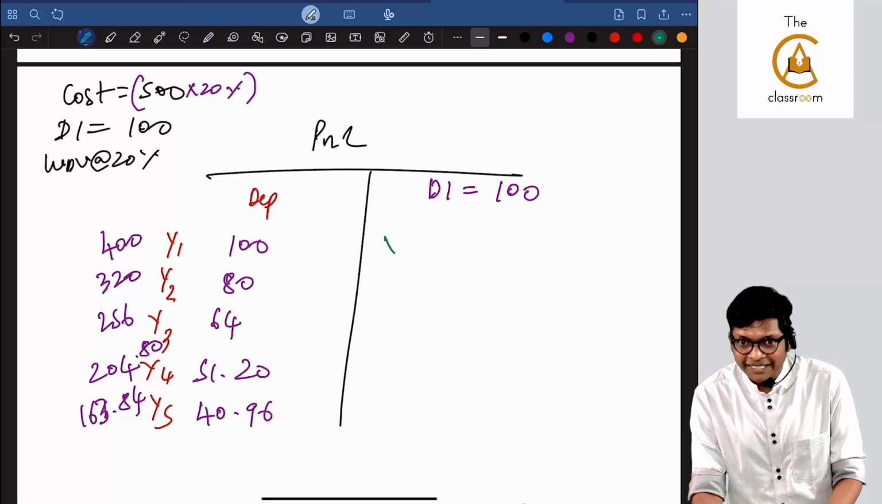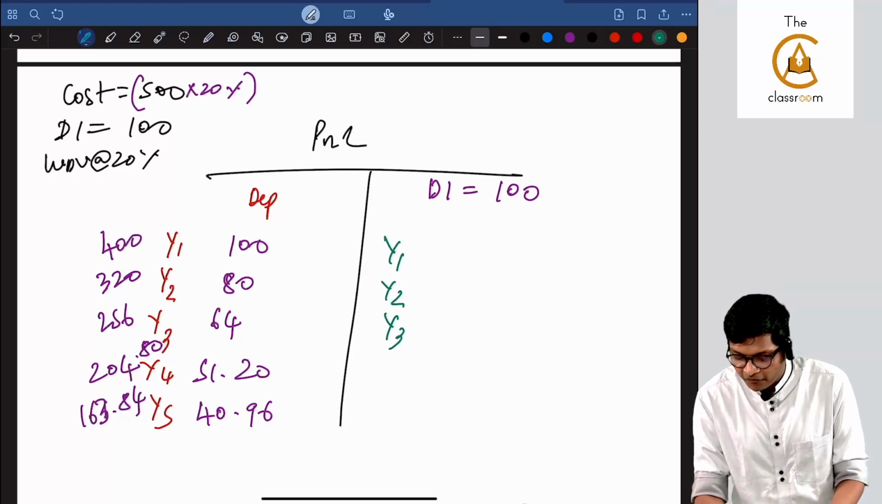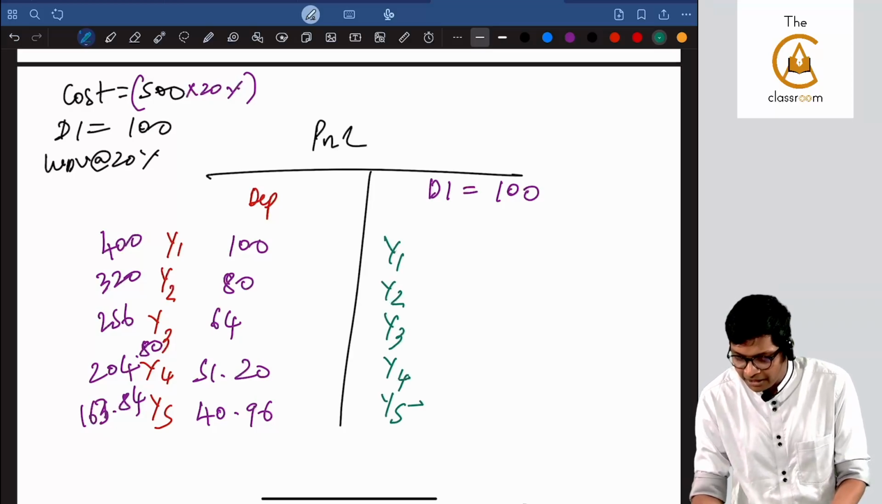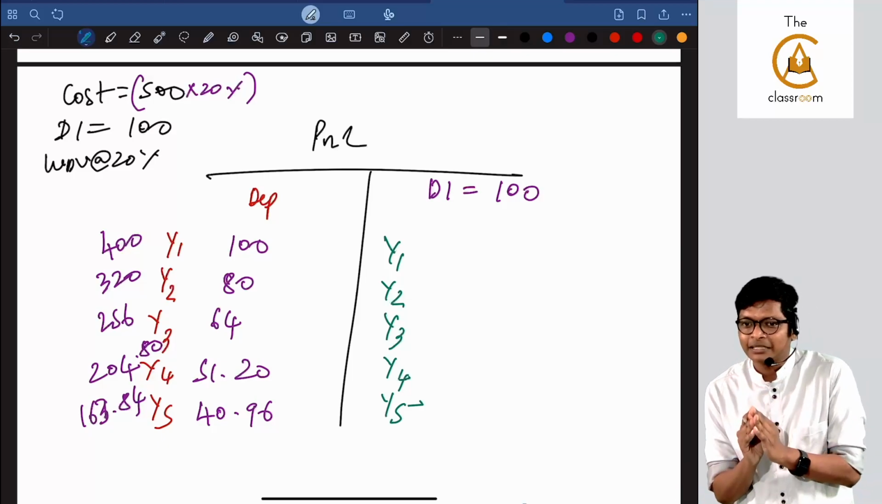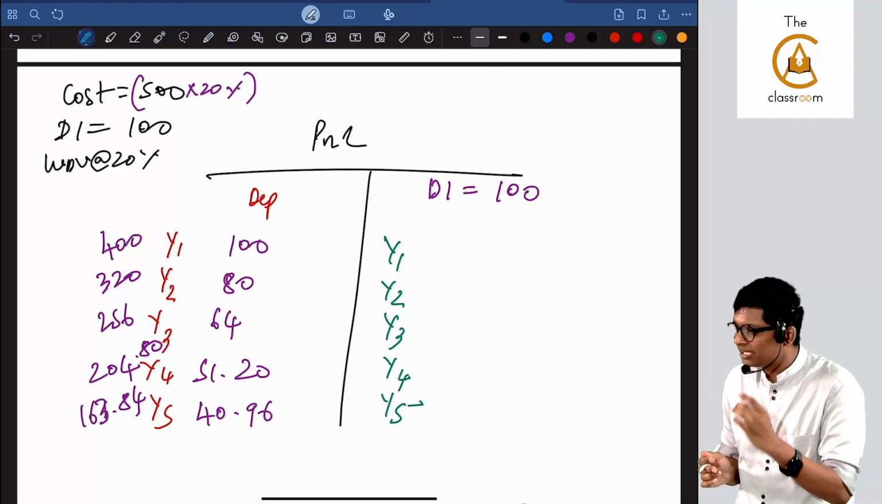Now how do I transfer deferred income for all the years to P&L? First I will teach you the logic. You will get scared. You will pray it doesn't come in the exam. Then I will tell you the shortcut. It will get over easily.